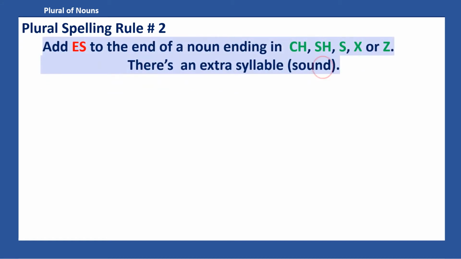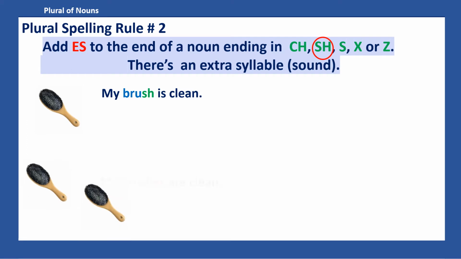Now, let's take a look when the noun ends in sh. My brush is clean. My brushes are clean. What's the noun? Brush. The last 2 letters? sh. So to make brush plural, you add es. And you also add an extra sound. Brush, brushes.